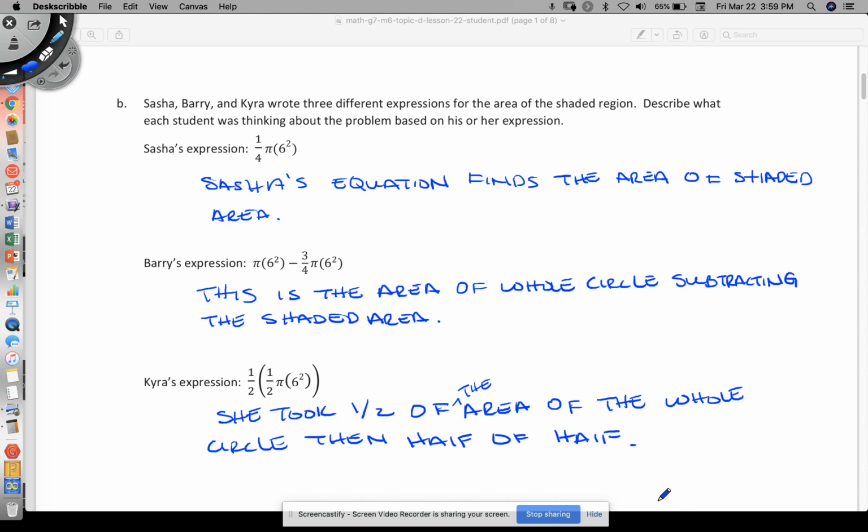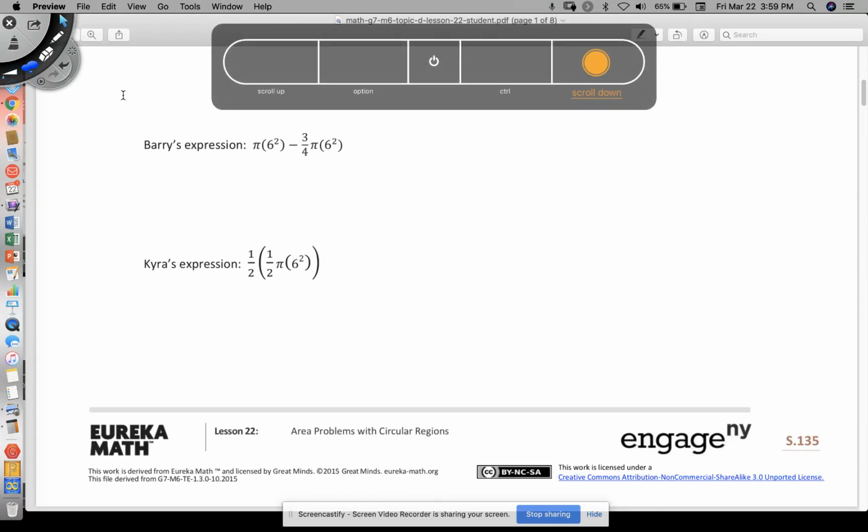So I would definitely say, of the 3 equations, I believe ours was the most simplified, which is what Sasha chose as well. All right, let's look at exercise 1.